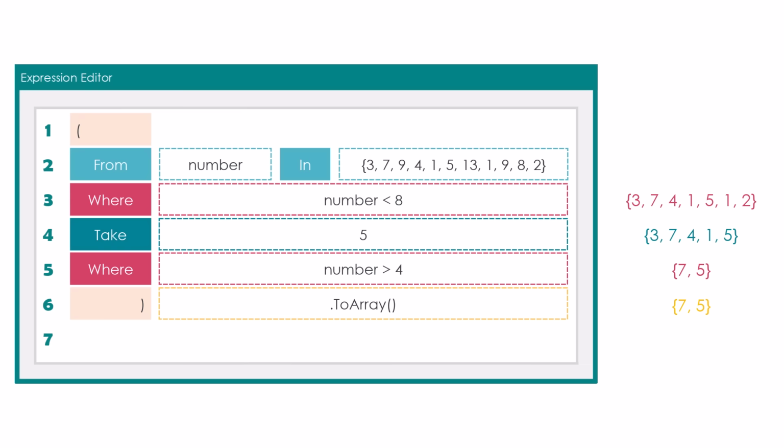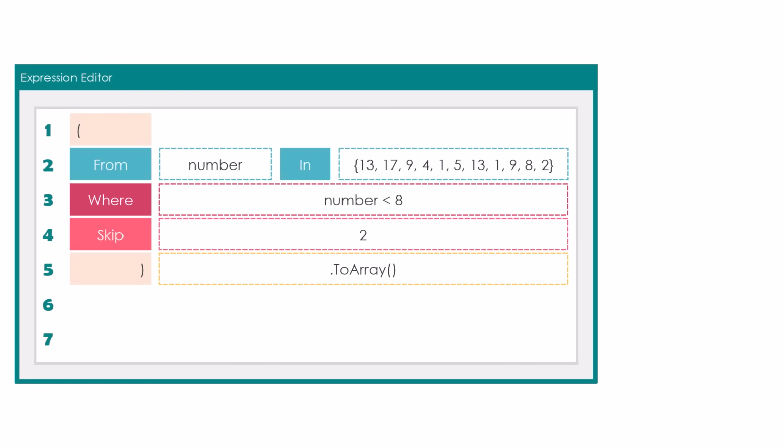Let's now check the second clause, skip. I have the following query to filter an array. The result of the where clause will be the following sequence. Here I use the skip clause to skip the first 2 items. So, in this case I will get the following array as output. As you see, I got all items from the sequence, except the first 2 items because I already skipped them. I can also use the select clause in this query, and the result will be the same, but I don't have to use this clause.